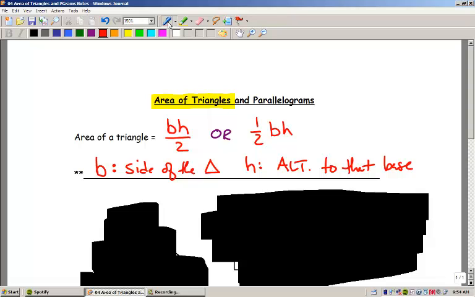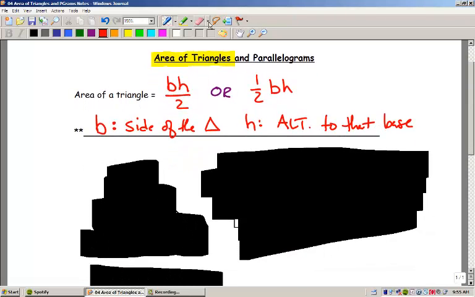I personally will use the first one, and that is b times h over 2, or some people prefer the 1/2 b times h. Which one you use depends on your preference. But again, I will use the first variation. Now, b is always going to stand for the side of a triangle. Any side of the triangle can be considered the base. The h is considered the height, or what they refer to as the altitude to that base. So what you should be looking for is a segment perpendicular to one of your sides.